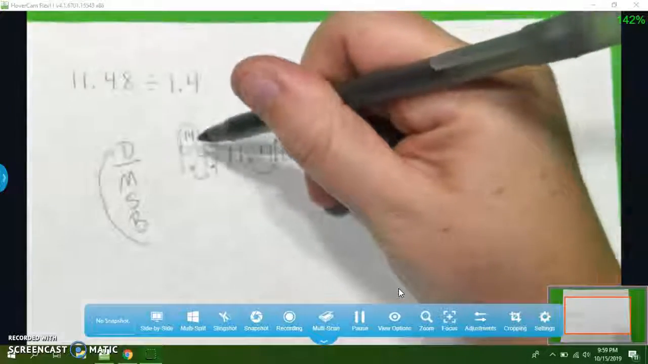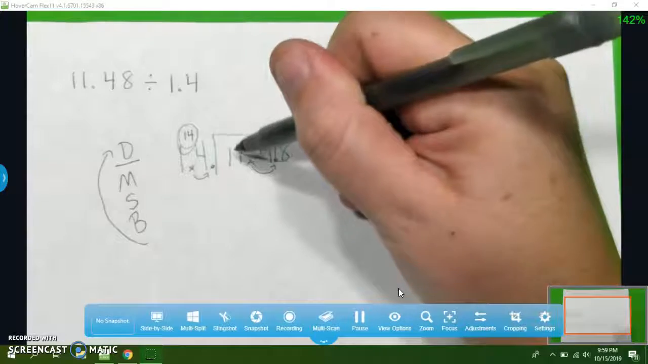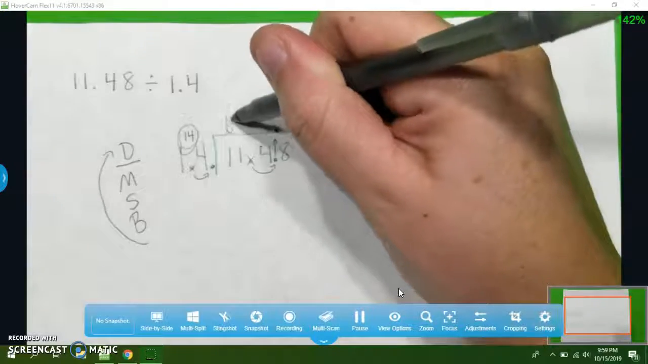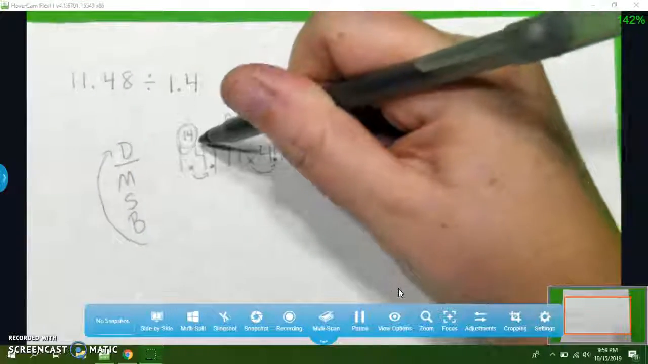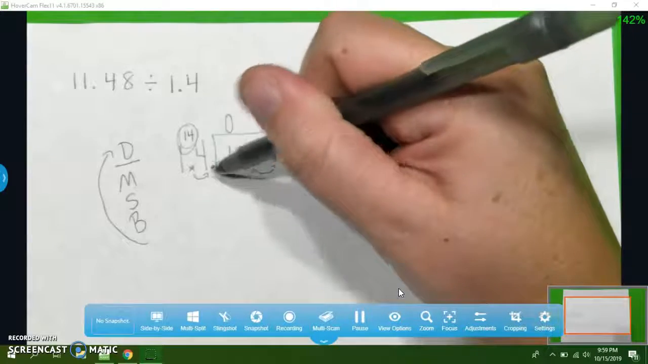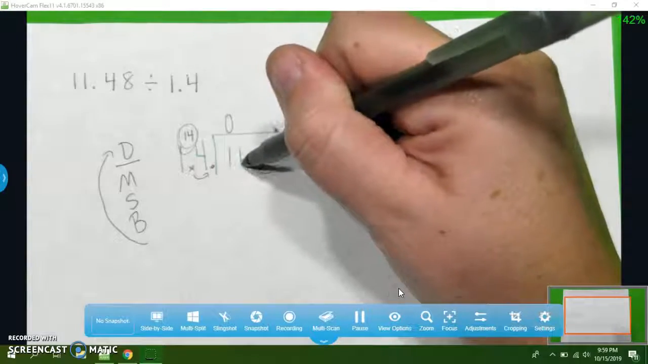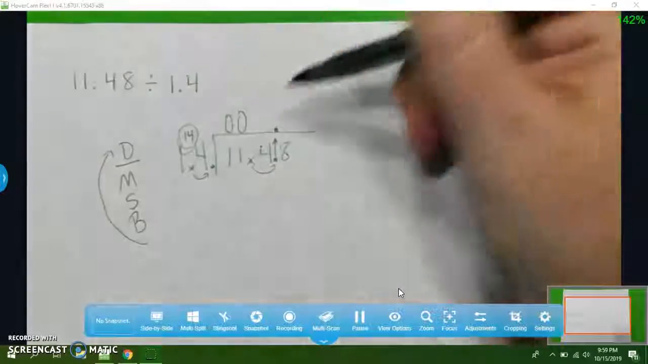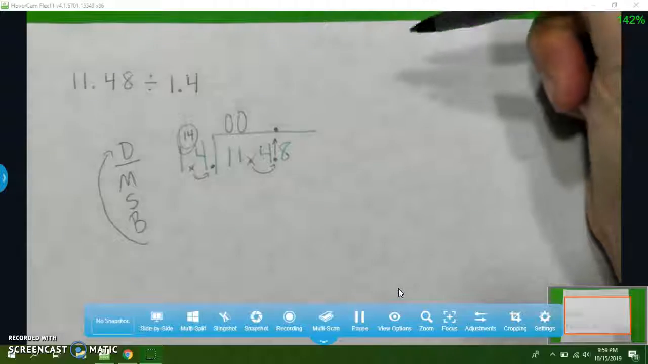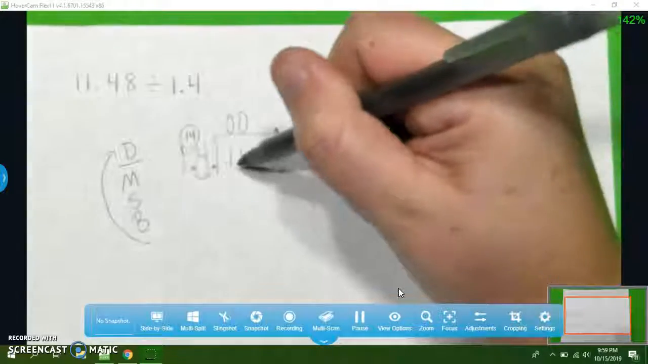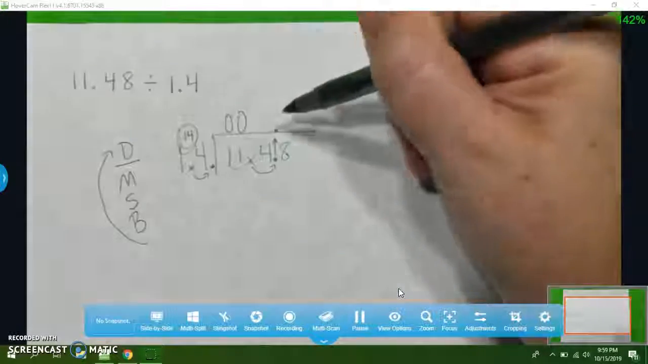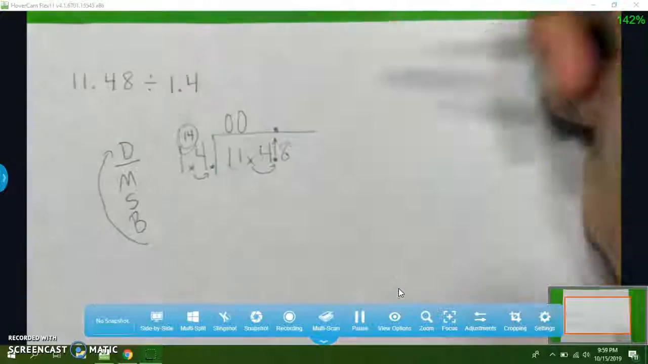Alright, so 14 into 1. 14 is way too big to fit into 1, so I'm putting my placeholder here. You could go ahead and multiply and subtract and bring down and go from there, but ultimately you're going to be looking at 14 into 11. Well, that doesn't work either, because 14 is too big to fit into 11. So now we're going to look at 14 into 114 to get a digit right here.